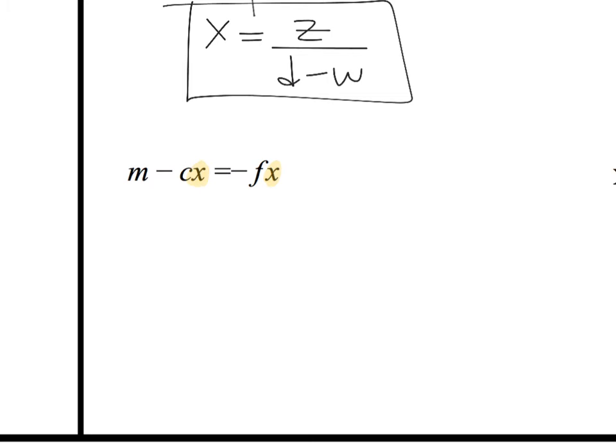Fx is alone. Do you want to take that one away? No. We should probably move the other one. So we are going to add the cx back to the other side. That's the first thing we do. Plus cx. Plus cx.